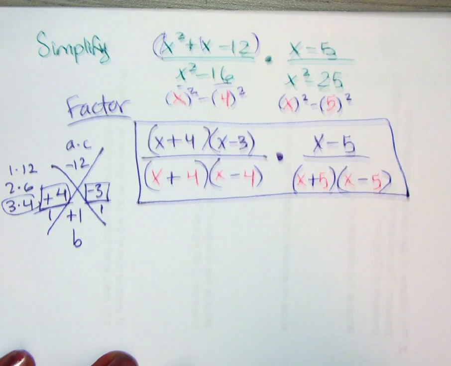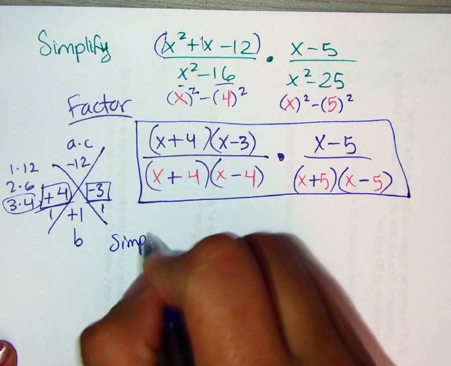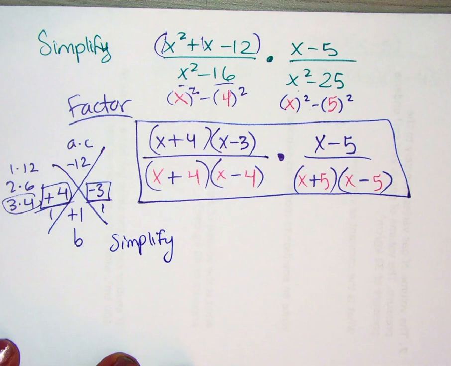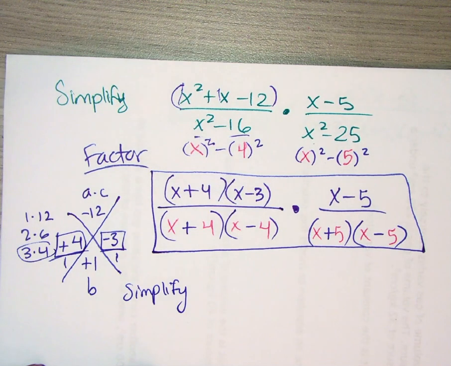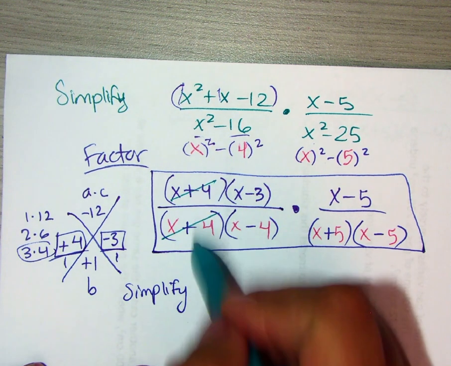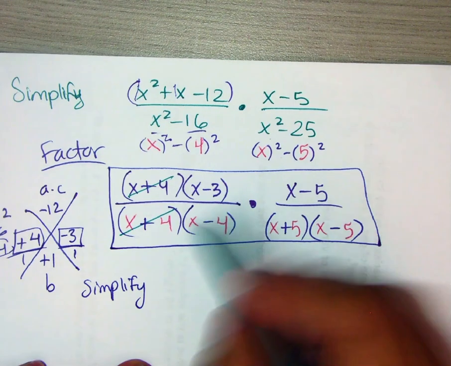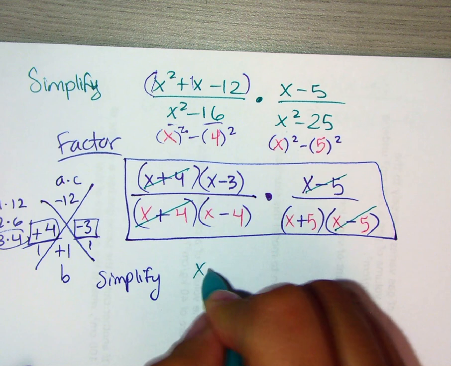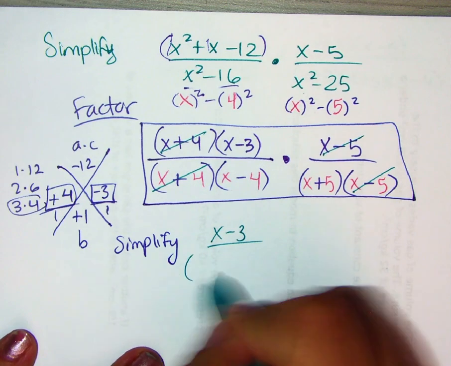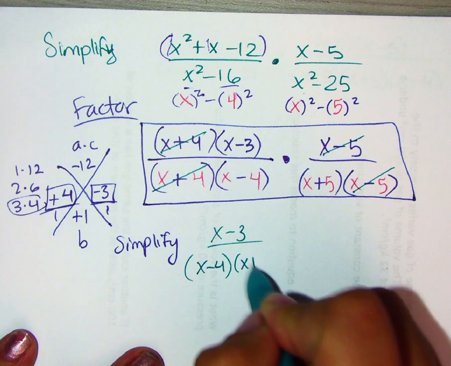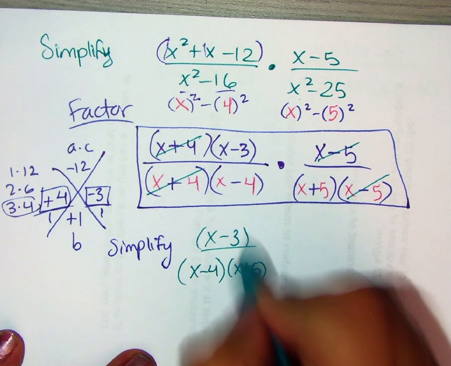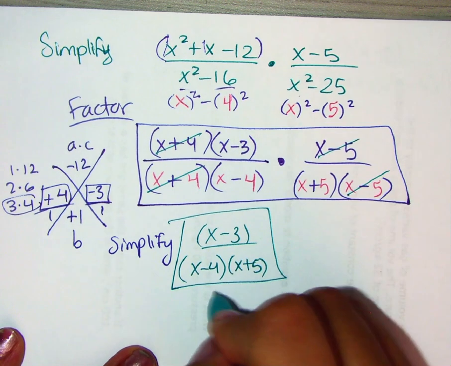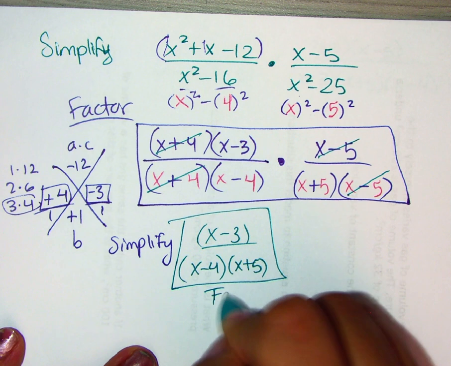Now that you have the factors, we want to simplify. And by simplifying, it means that we're going to look for one-to-one ratios of numerator and denominator. So for example, the x plus 4 and x plus 4 create a one-to-one ratio because they're the same factor on top and bottom. We also have x minus 5 and x minus 5 over here. So what's left is x minus 3 in the numerator and x minus 4 times x plus 5 as the denominator. These are factors. So this is your factored form.